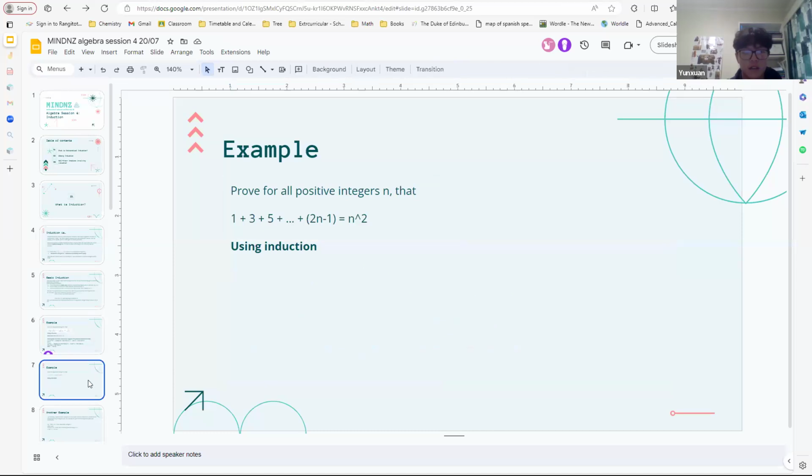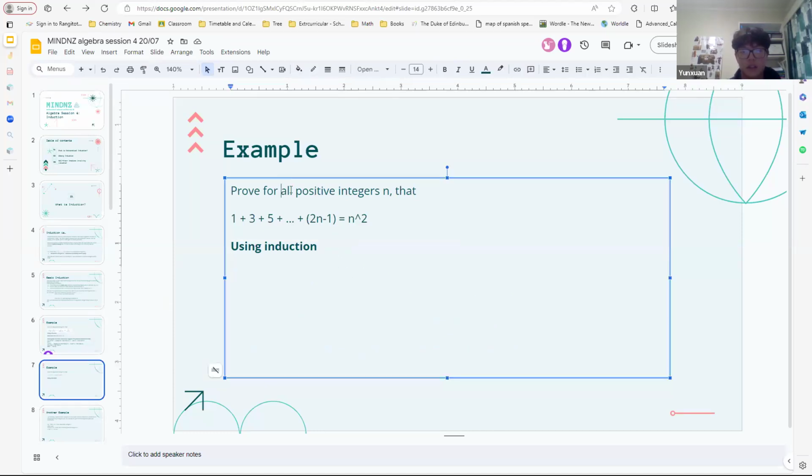So that's the example, and we'll do another example. Prove for all positive integers n that the sum of the consecutive odd numbers until 2n minus 1 is equivalent to n squared. I'll give you guys 1 minute to do this problem.